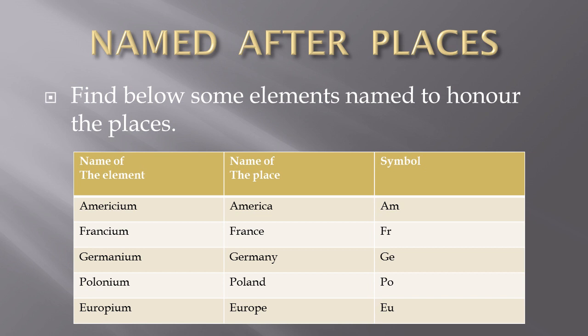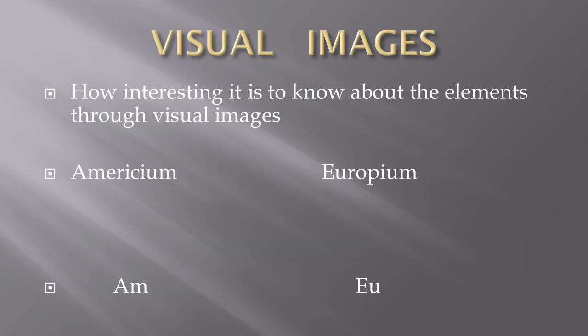Germanium is after the country Germany, symbol Ge. Polonium is to honor Poland, symbol Po. Europium is after the continent Europe, symbol Eu. Now, visual images of two elements I am giving you.